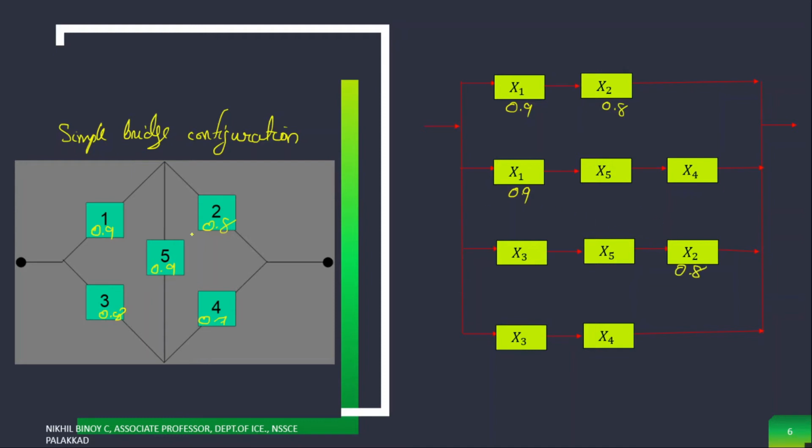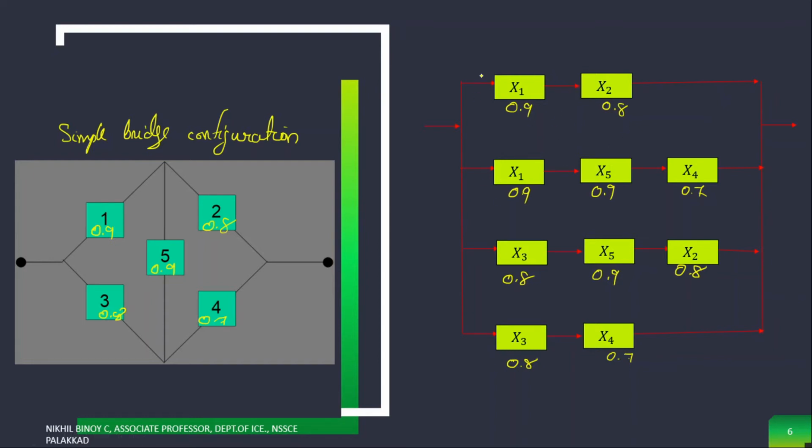Now what about x3? x3 is 0.8. Means this is 0.8. This is also 0.8. Then what about reliability of fourth element? That is 0.7. Means this is 0.7. Then this is 0.7. Now what about the reliability of fifth element? That is 0.9. Means this is 0.9. This is 0.9.